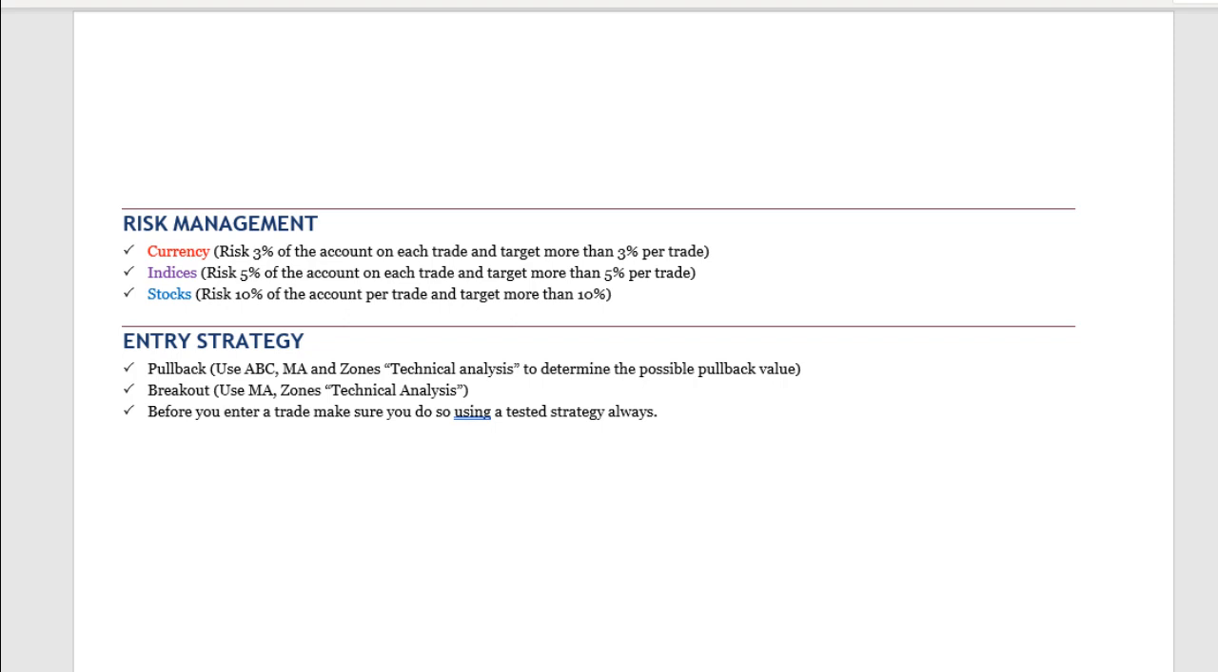So on indices, let's say I have Nasdaq. The last factor on my trading plan, I have an entry strategy. On my entry strategy, obviously I use pullback. I have to specify the strategy I will be using for pullback. So I have used ABC strategy, MA zones, technical analysis to determine the possible pullback value, breakout, use moving average zones, technical analysis. Before you enter a trade, make sure you do so using a tested strategy always.